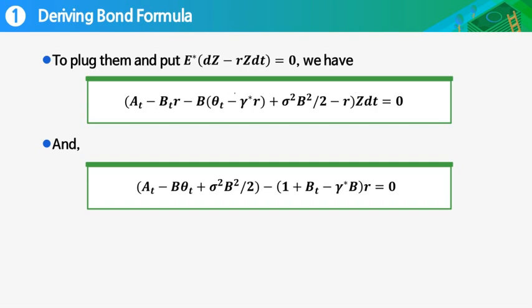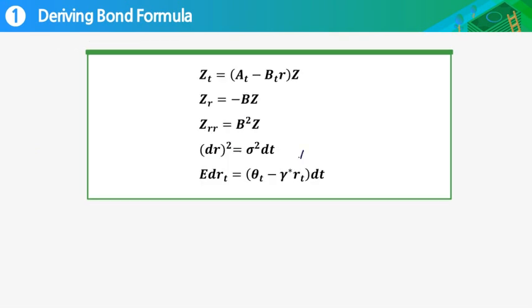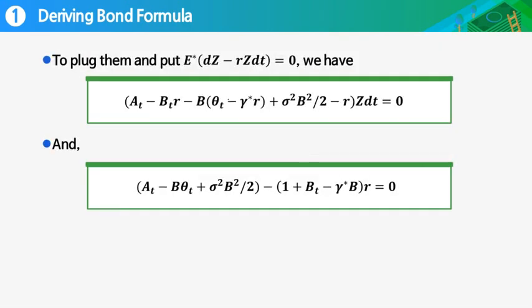In the Ho-Lee model, we don't have this part, we have only this one. But now, because the expectation of dr has this gamma star r part, we have this term. So we have this one for Z_t. On both sides, we can delete Z and divide through, so we have this one. And we have r over here, and we have r over here, right? So we put the r terms together and the other terms together, then we have this one.